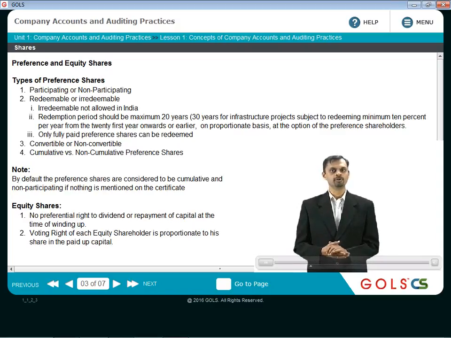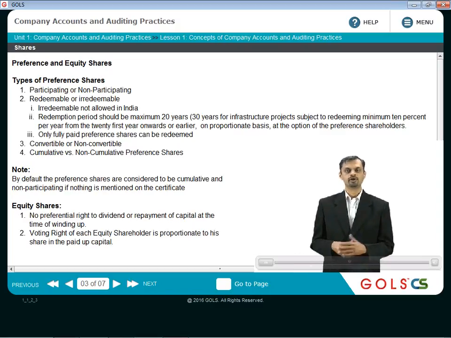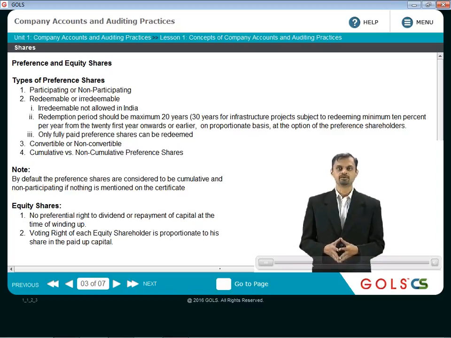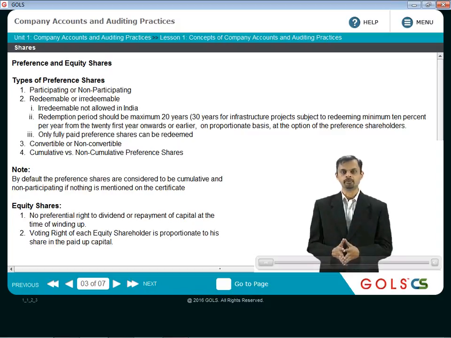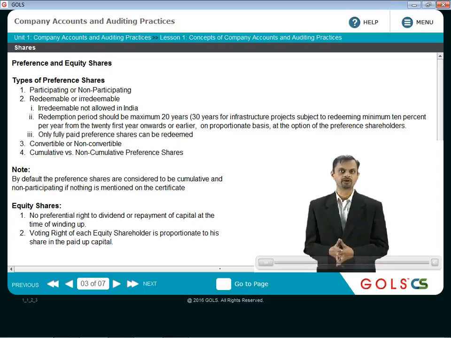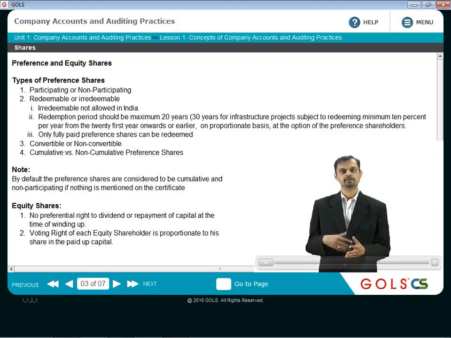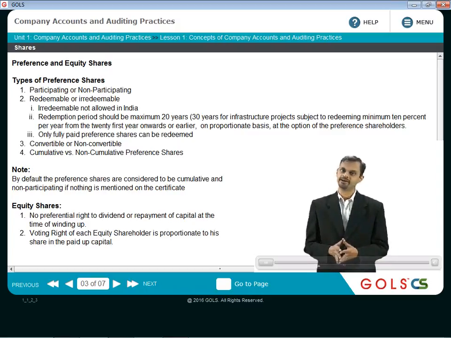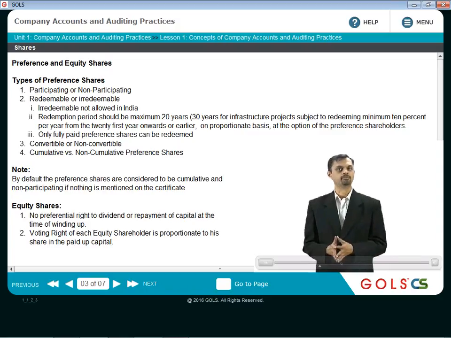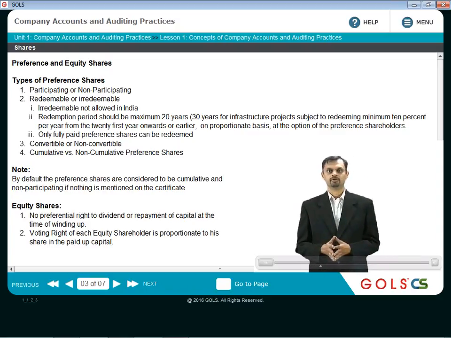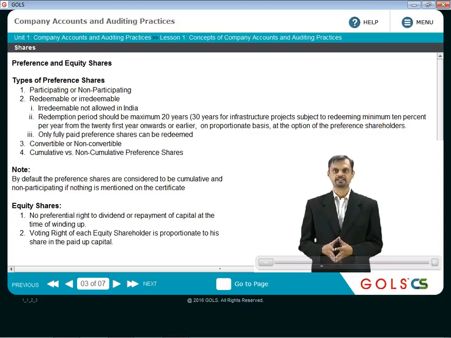Another category, redeemable versus irredeemable. Now redeemable, the simple dictionary meaning, it means the capital which is repayable back to the preference shareholders. So that is redeemable preference share. Irredeemable means the capital which is not repayable back to the preference shareholders. So in that case, the capital will be paid back only at the time of winding up, only if the funds are available. So that is irredeemable. However, this is just a conceptual understanding. In India, irredeemable preference shares are not allowed as per the Companies Act.